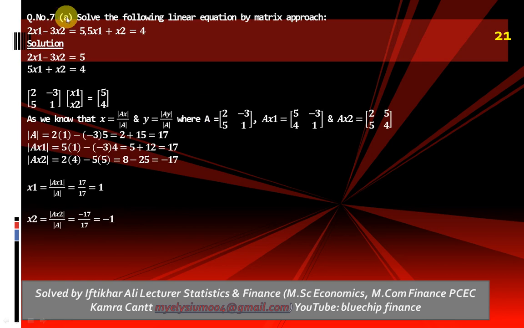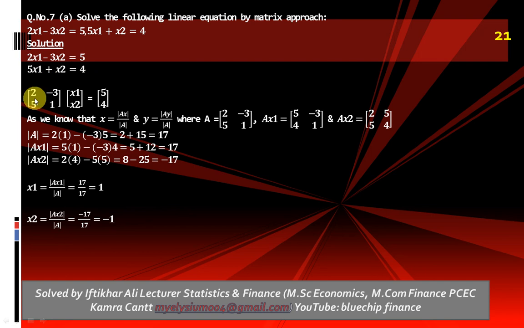Question number 7, part A. Solve the following linear equation by matrix approach. 2x1 minus 3x2 equals 5, and 5x1 plus x2 equals 4. So these are two equations. Here instead of y, x2 is taken. So one variable is x1 and another variable is x2.